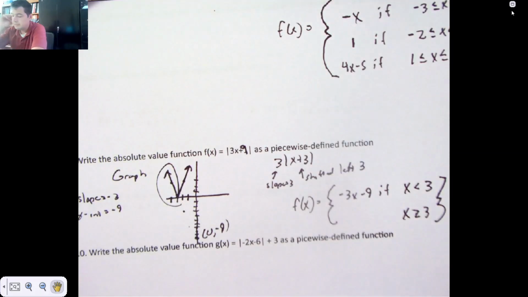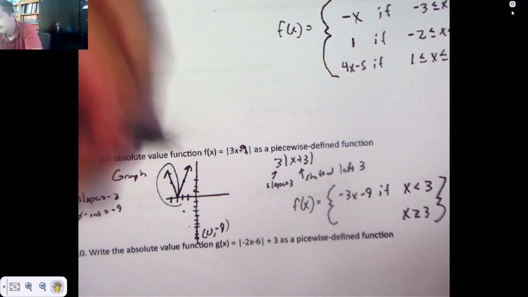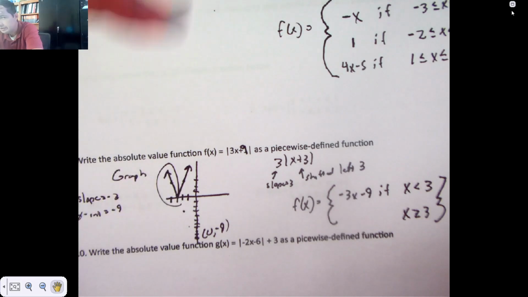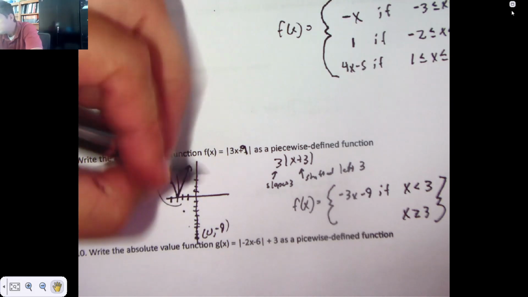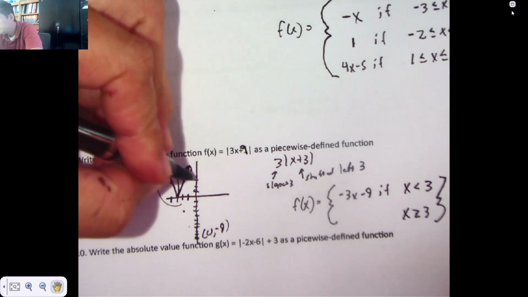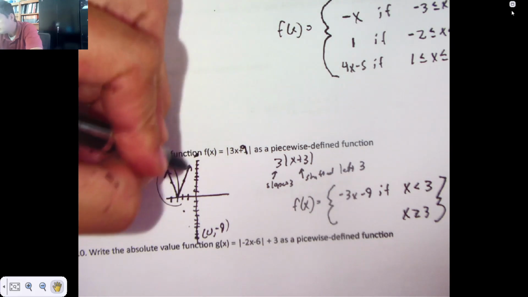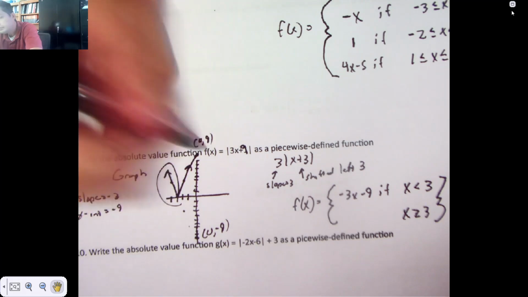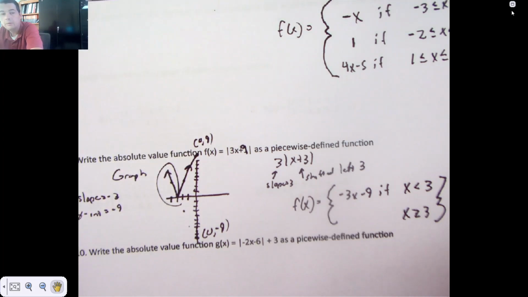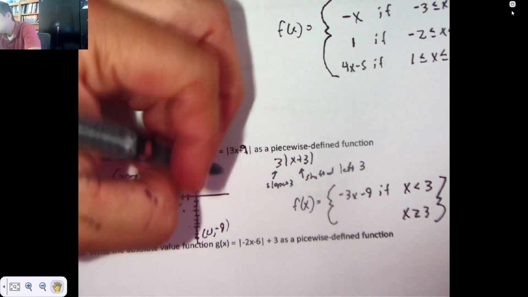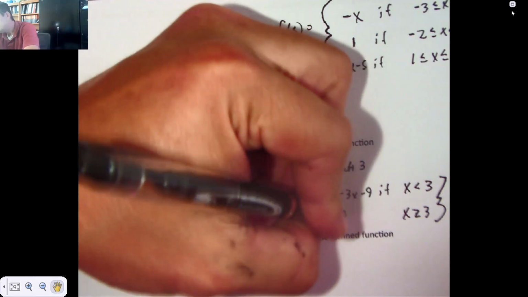Now, the other one is actually pretty simple, and I'm doing this so I can show you how you do this anyways. If you were to keep rising 3 and running 1, you'd be right there. You'd be at 0, 9. You'd have a slope of 3 and a y-intercept of 9. So for the right-hand tail, you're 3x plus 9.